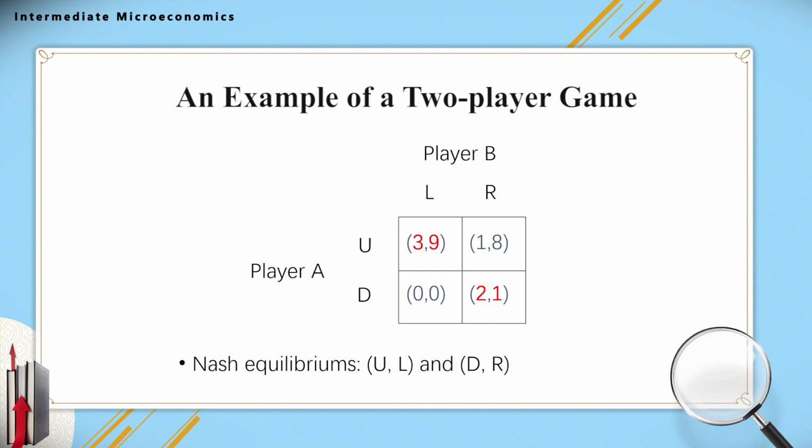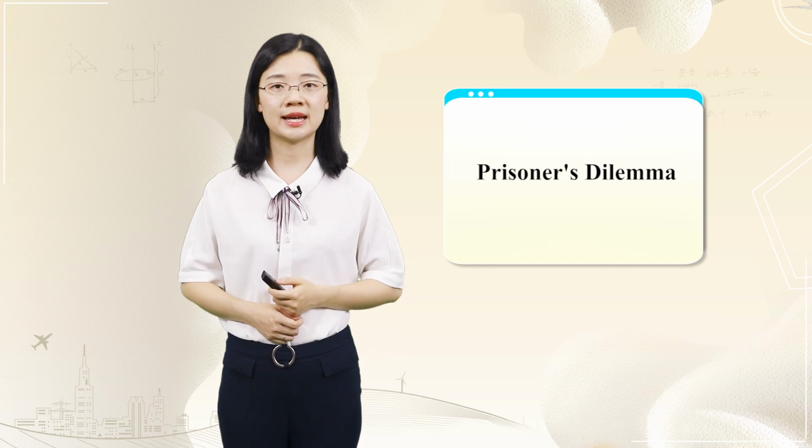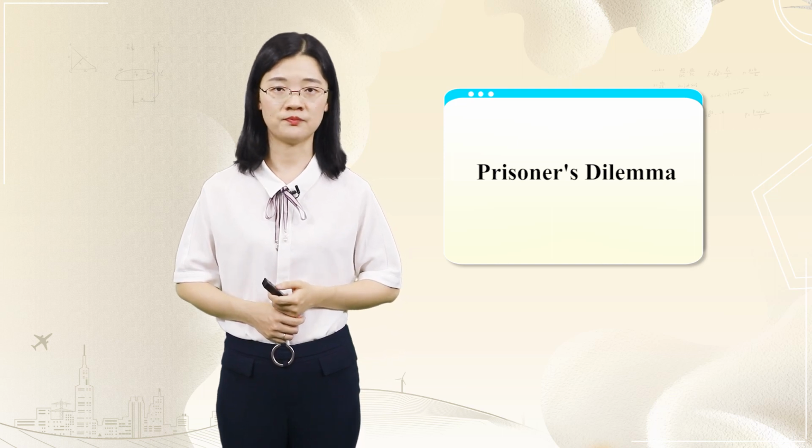A closer look between the two Nash equilibria reveals that the payoff brought by up-left is higher for both players compared to down-right. But we are unable to tell which Nash equilibrium is more likely to appear. To further illustrate this issue, let's look at a famous two-player game, the Prisoner's Dilemma.